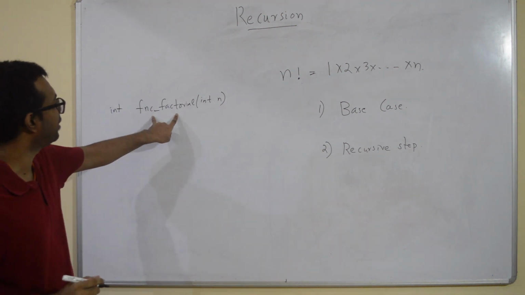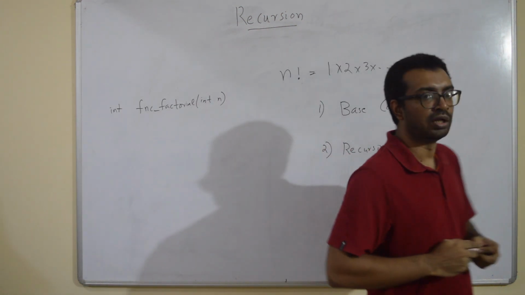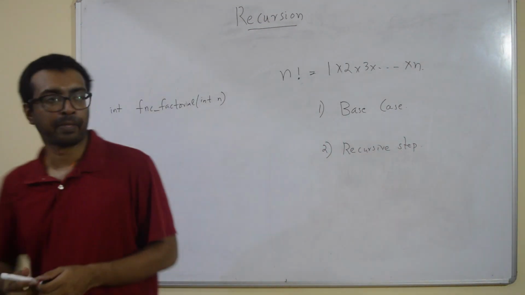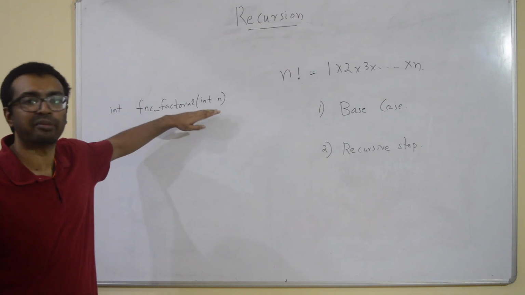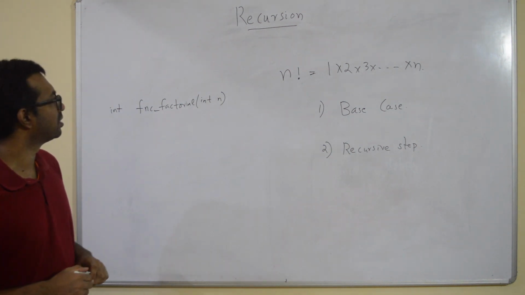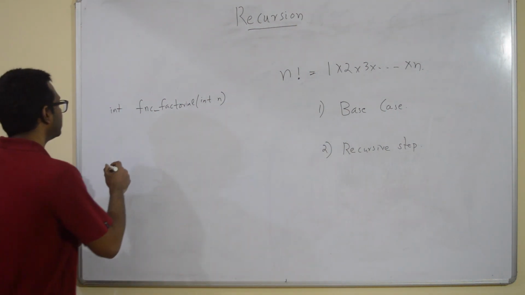So the function name is func underscore factorial. Okay. So the return type is int, and the function takes as parameter an integer n. Okay. Now the next step is the function body. The body of the function. What does it contain?